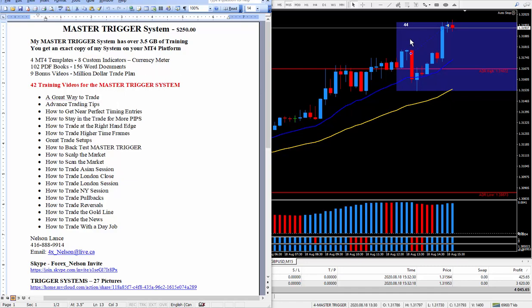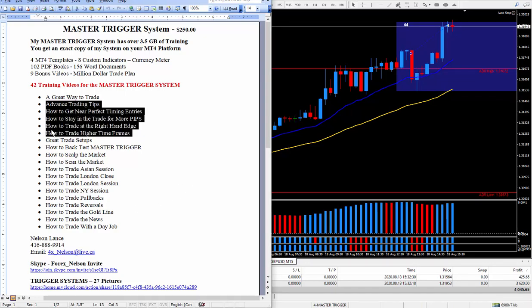Now over the next, say, hour, it can break the top and keep going, but another thing is I'm concerned that it already hit the ADR, so I'm not expecting another 100 pips. Okay, and also teach how to trade at the right hand edge, like right here. This can easily go up or down, so you have to be careful in this area. And also teach how to trade higher time frames.